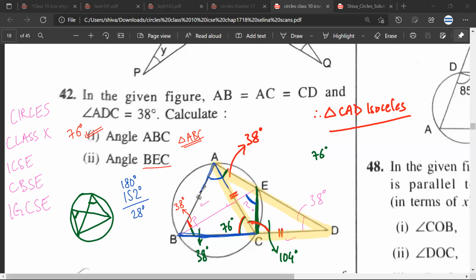Shabash. So this angle would be 28 degrees. Am I correct? Yes. So this angle would be 28 degrees. Am I correct? Yes. So BEC would be 28 degrees. Any doubt? No, sir.